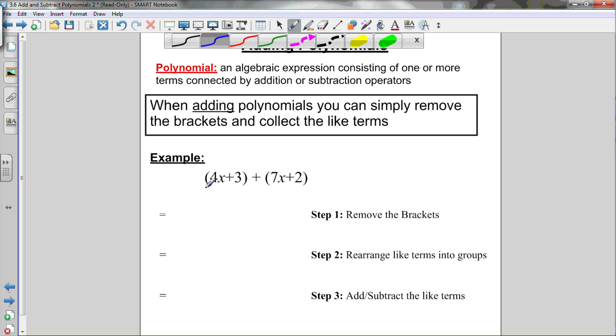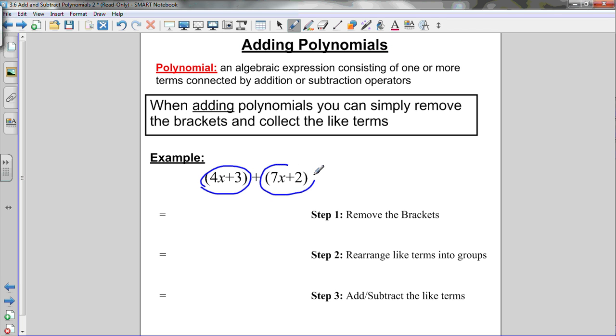So I've got a polynomial here. I've got a 4x plus 3. And I've got a polynomial here. I've got a 7x plus 2. I want to be able to add these two polynomials together. When adding polynomials, you can simply just remove the brackets and collect your like terms. So let's go ahead and do that.